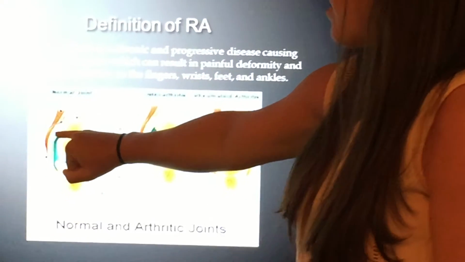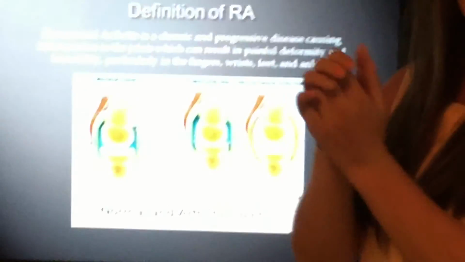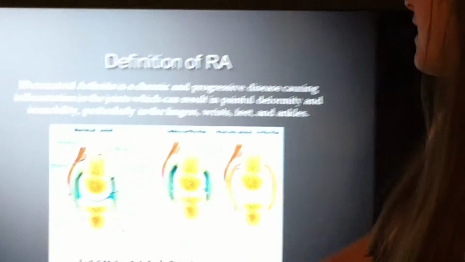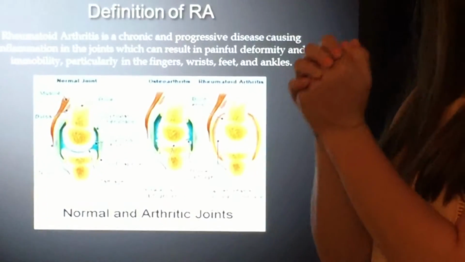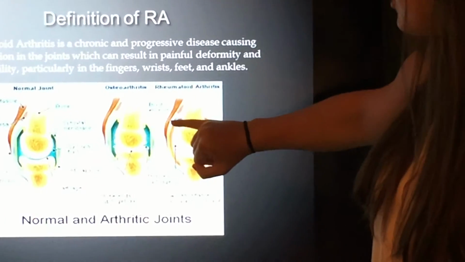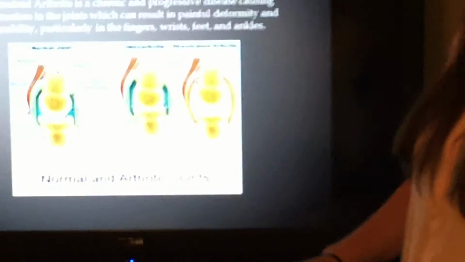With this joint, you have excess fluid right here, making your knee able to move in that ball and socket joint with ease. Here, with osteoarthritis, they have that inflammation right here so that they aren't able to do this as well. And here you have inflammation on both sides as well as right here.